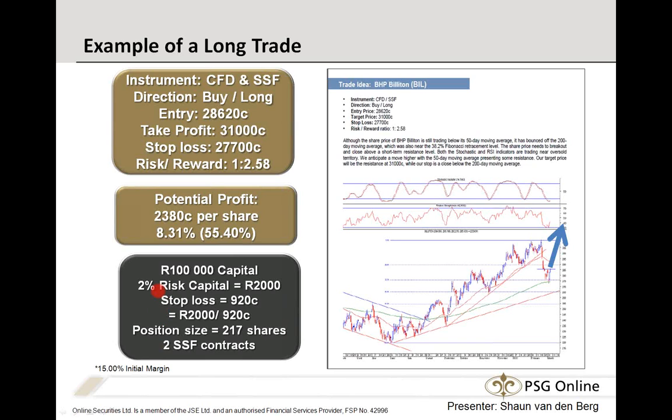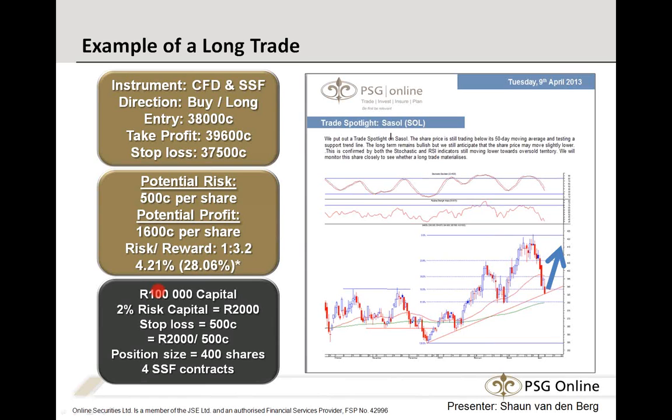So that's an example of how you do a long trade. Here's another long trade. This was on Sasol. Again, there's my potential profit and my potential risk of 5 Rand. I'm willing to risk 5 Rand to make 16 Rand. So again, 1 to 3. Remember, it's a top 40 stock. So here was potential to make 4%. It wasn't too much, but it meets my criteria: 28% on my margin. In this situation, I buy 4 contracts if I had 100,000 Rand starting capital, working on a 2% risk capital. You shouldn't go more than that.